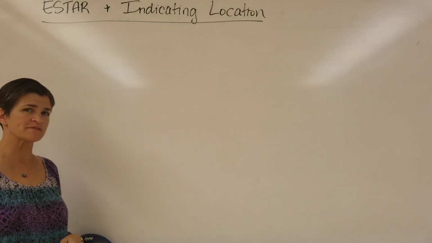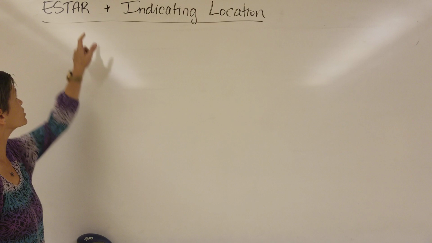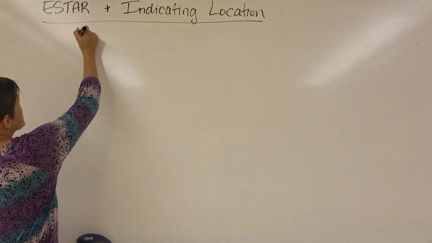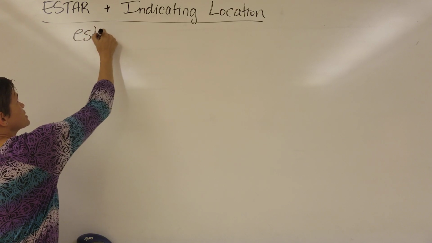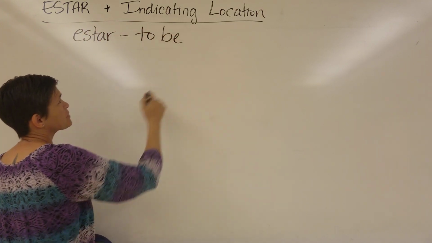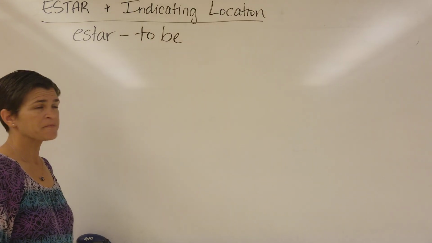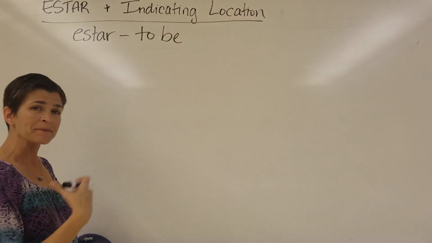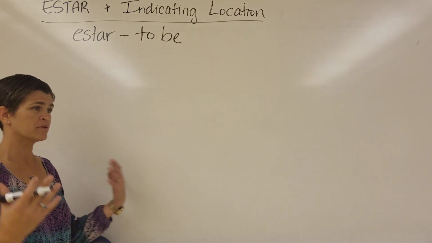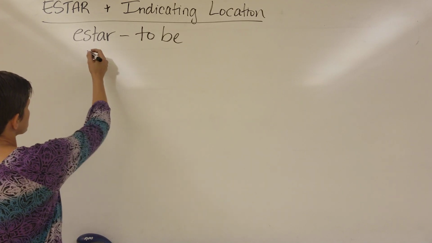Chapter 2b of Spanish 1, we learn another verb that means to be. We already learned ser, that means to be. But estar also means to be when we're talking about location. So if I want to say that I am here, or I am sitting, or I am next to something, then we use the verb estar.